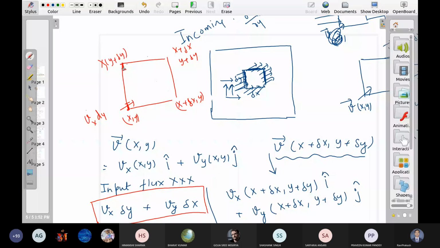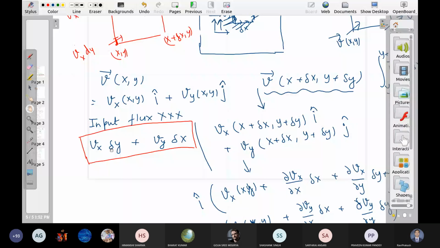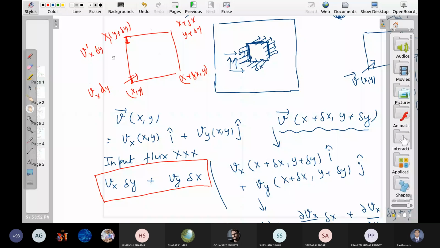But here in this small area, input flux is not the same. It is how much? The x component has now increased. Let us say it becomes Vx prime, then it is Vx prime delta y. Whereas what we have considered is that Vx remains the same along this whole y direction. We assumed that the Vx which is here is the same Vx here as well. But that may not be true in general. So how do we make it correct?